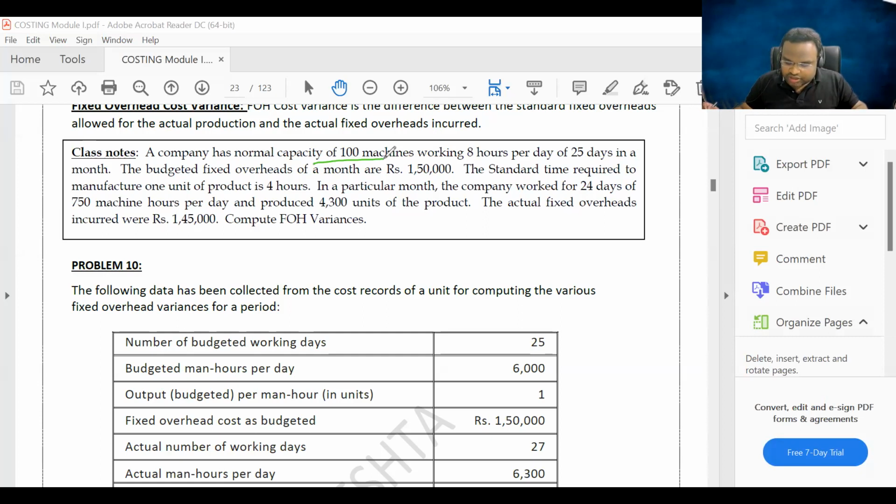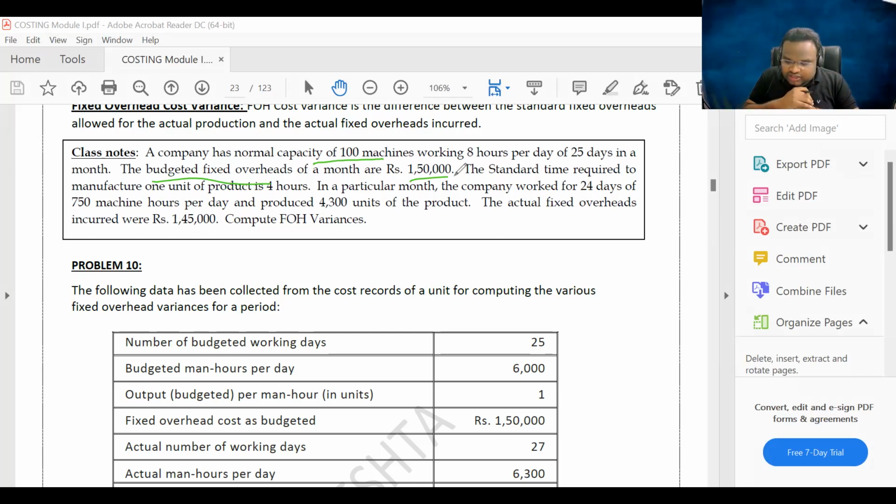This is all about budget. The budget fixed rates of a month are given as 1,50,000. Remember in your mind, what is a budgeted fixed rate? 1,50,000. The standard time required to manufacture 1 unit of product is 4 hours. That means to manufacture 1 unit, I need a standard time of 4 hours.